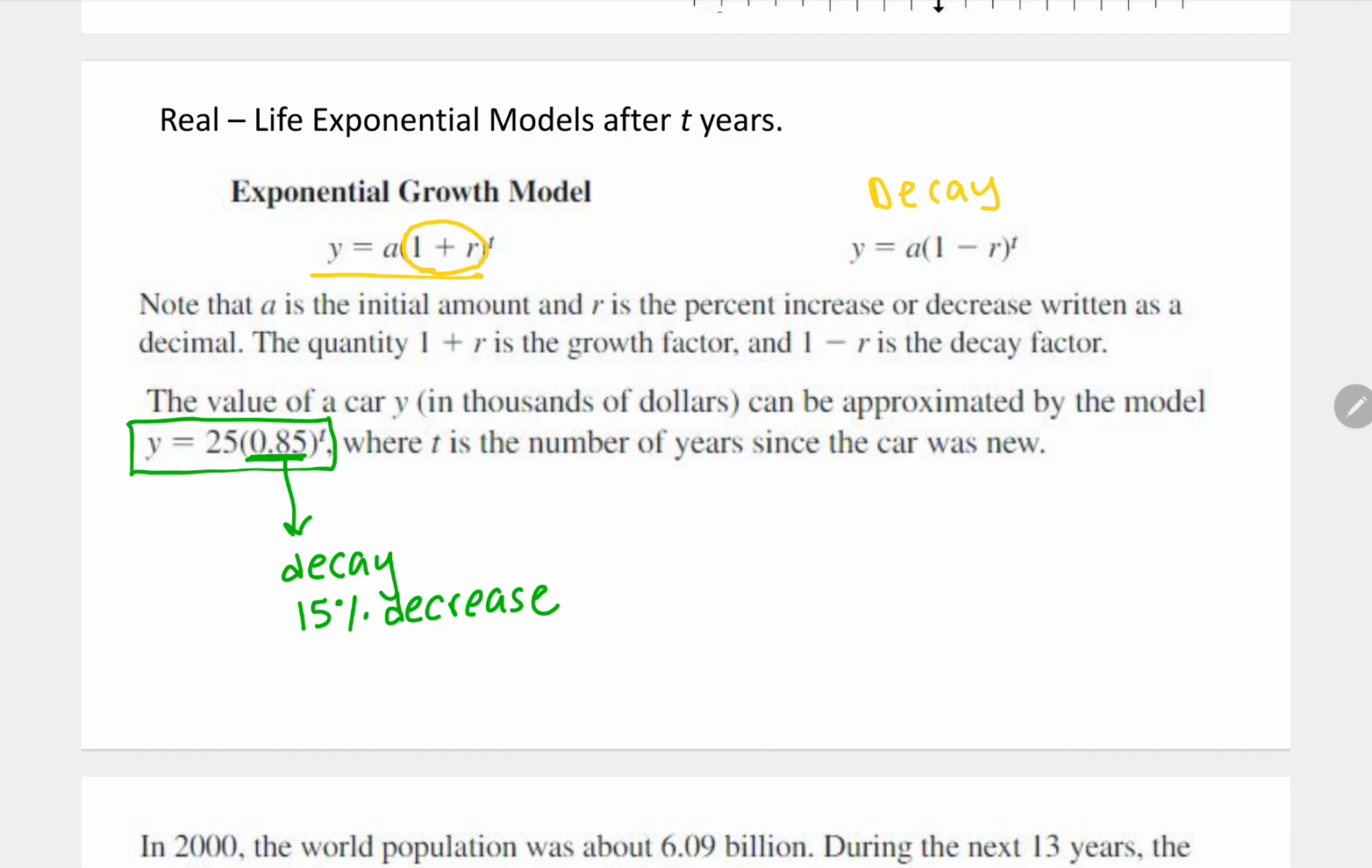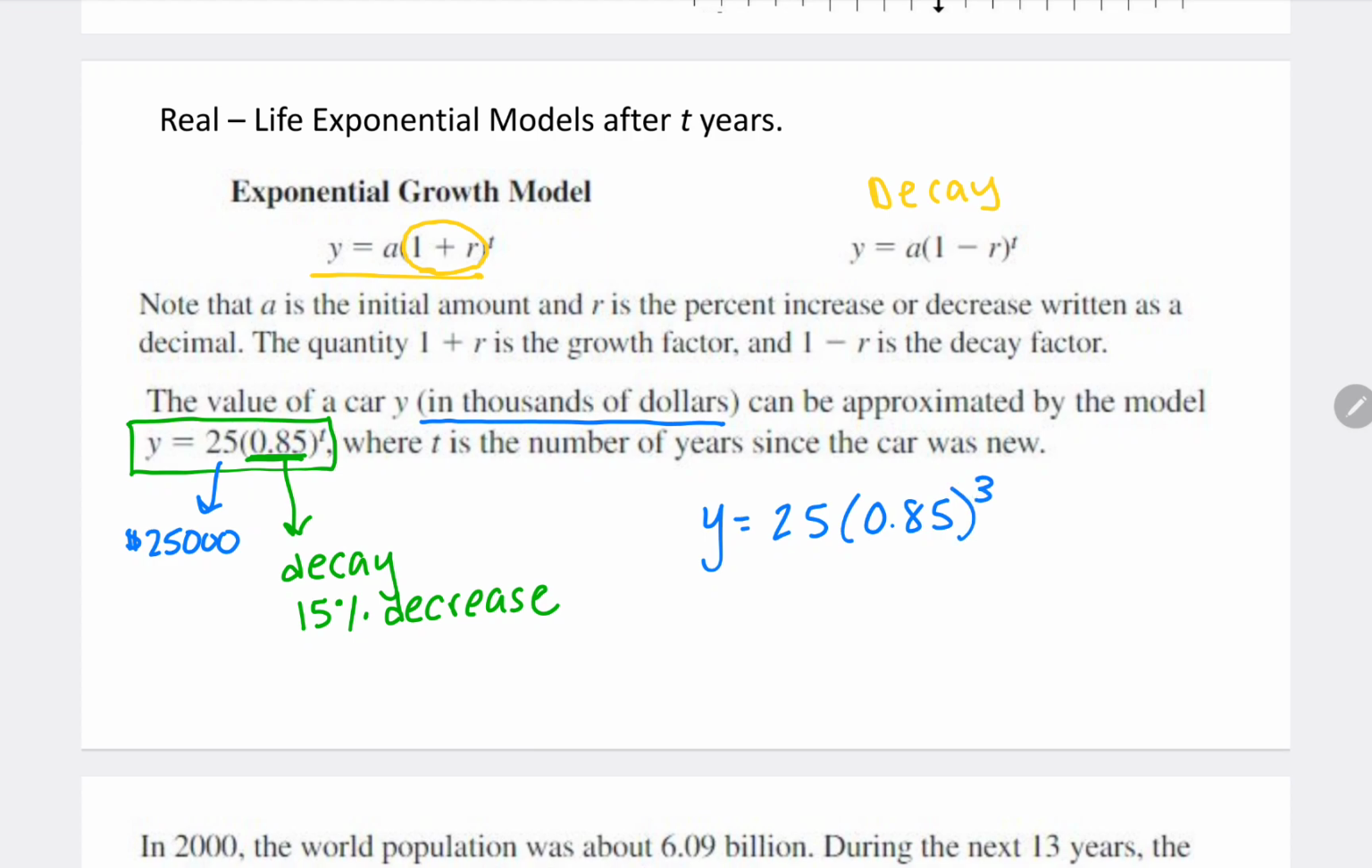The initial value of the car is 25, and it says it's in thousands of dollars. So that means the initial value of the car was $25,000. And then what we can do with this question is ask a follow-up question like, if it was initially worth $25,000, how much is the car going to be worth after 3 years? If I was to ask a question like that, we would simply plug in a 3 for T.